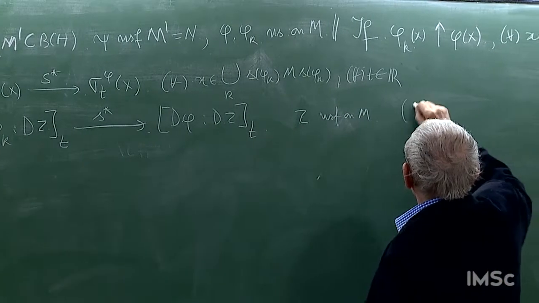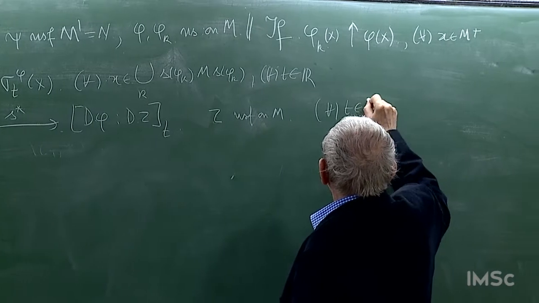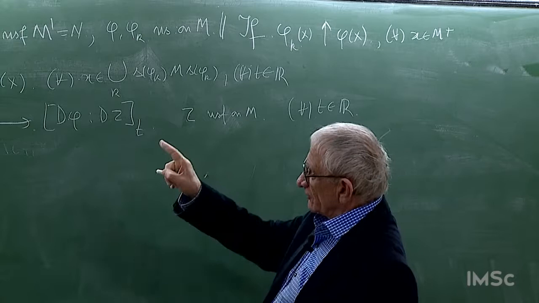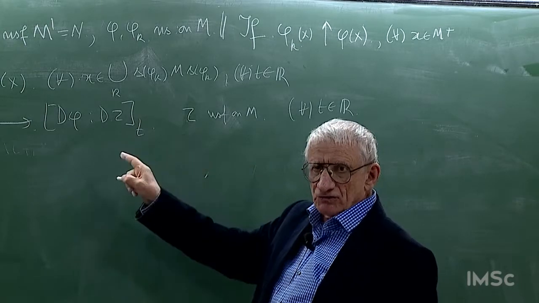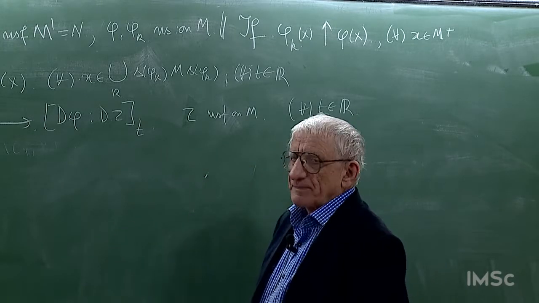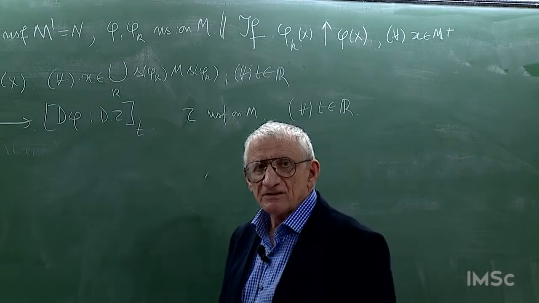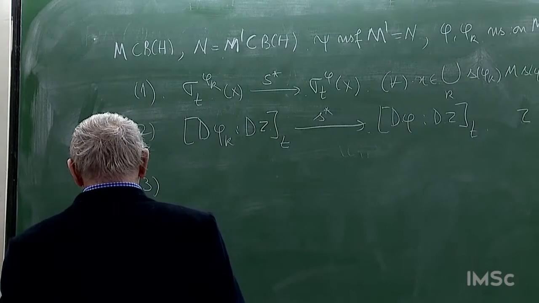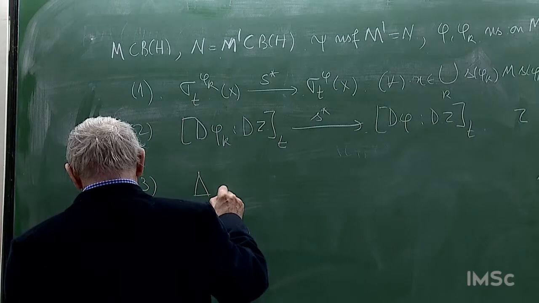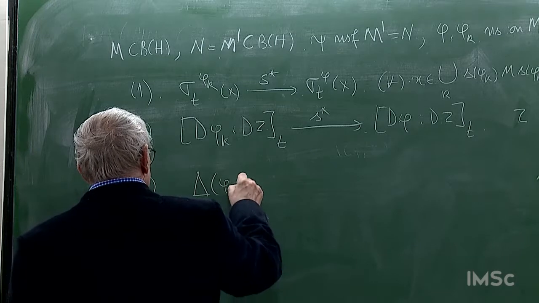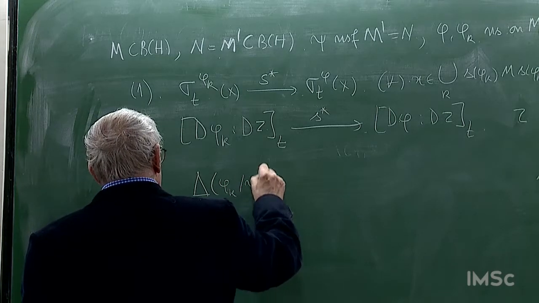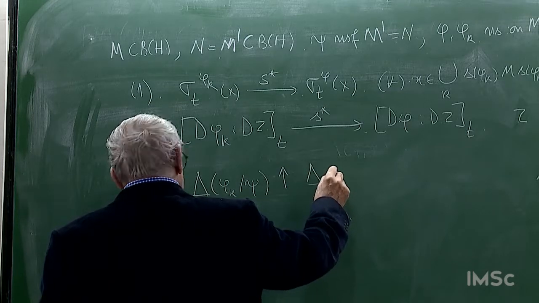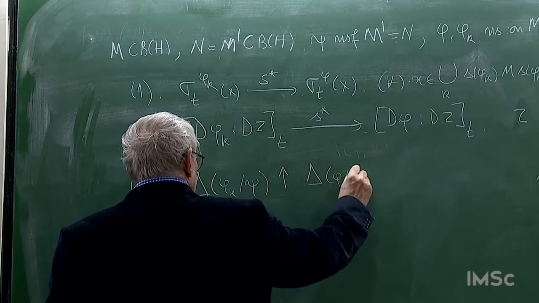And for every t belonging to R. So, what about the modular automorphism group? What about the cocycle? And what about the spatial derivative, of course? The third result concerns the spatial derivatives, which says simply that delta phi_k psi converges increasingly to delta phi psi.